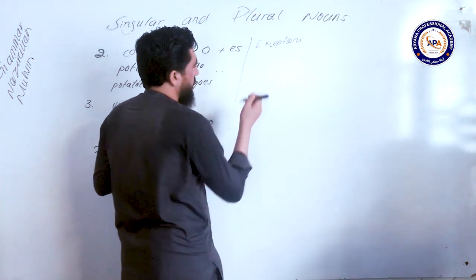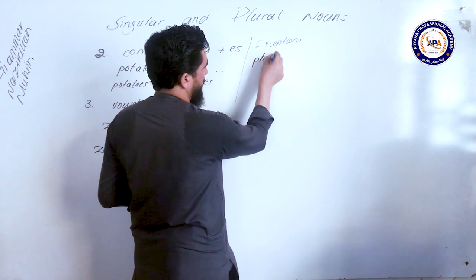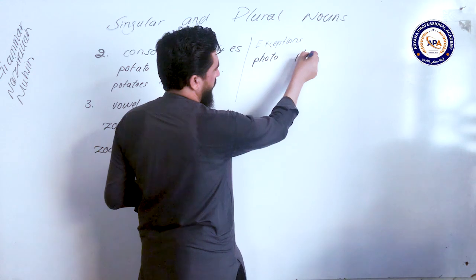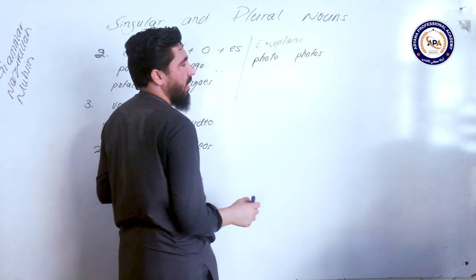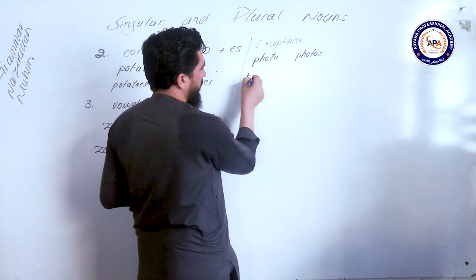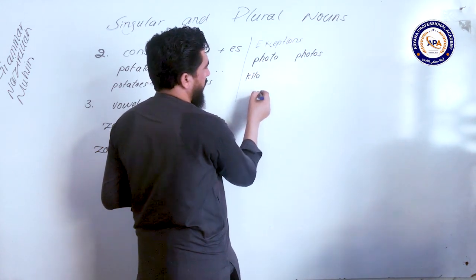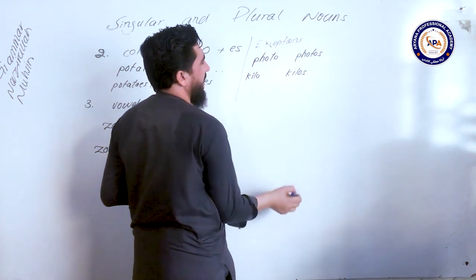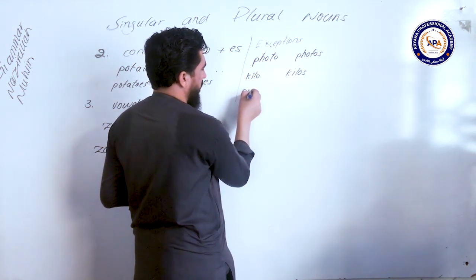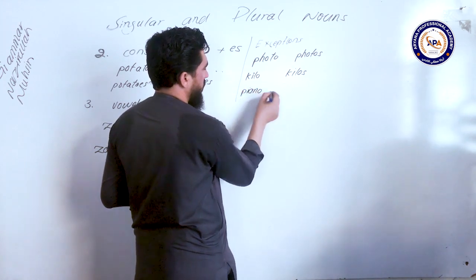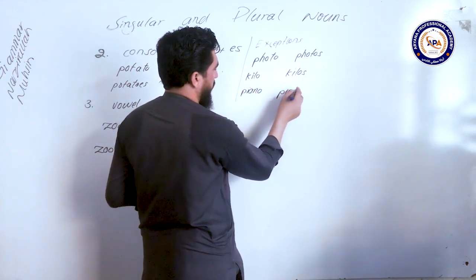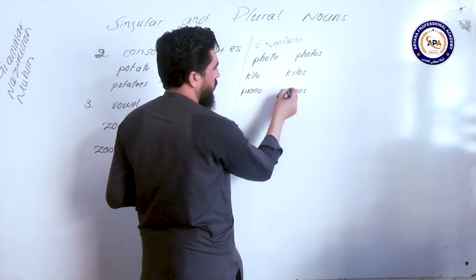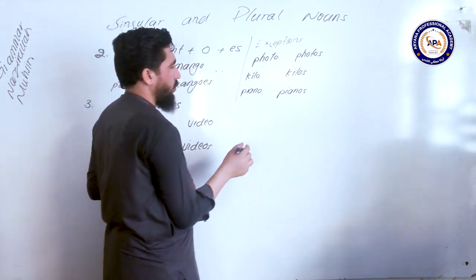And they are photo. The plural form is photos with only an S. The next word is kilo. The plural form is kilos with only an S. The third word is piano. The plural form is pianos with an S.